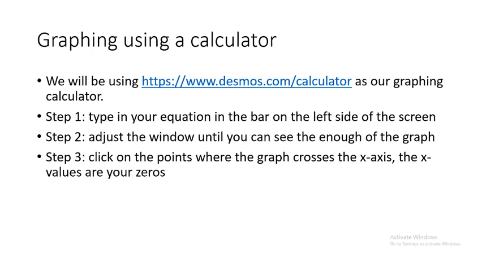So step one, after you go to the graphing calculator, you're going to type in your equation into the bar on the left side of the screen. Step two, you can adjust the window until you can see enough of the graph. And step three, you simply click on the points where the graph crosses the x-axis. And these are your zeros.